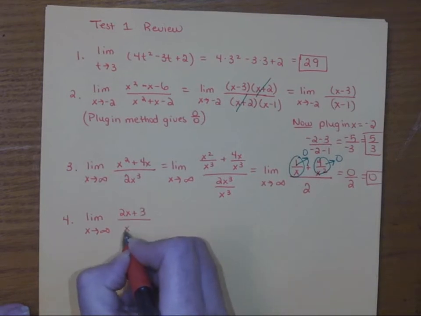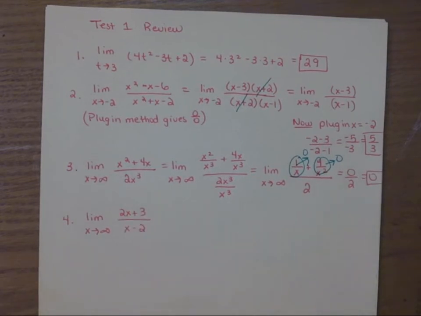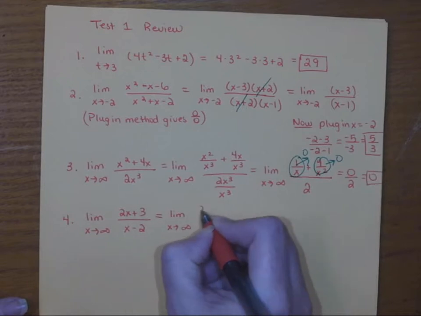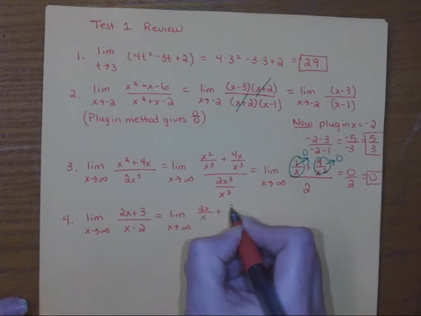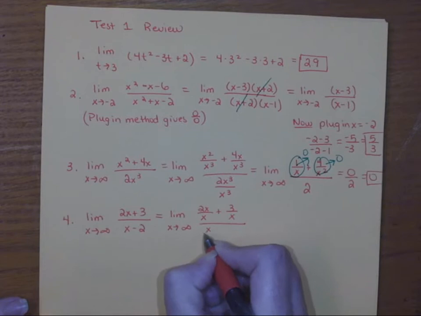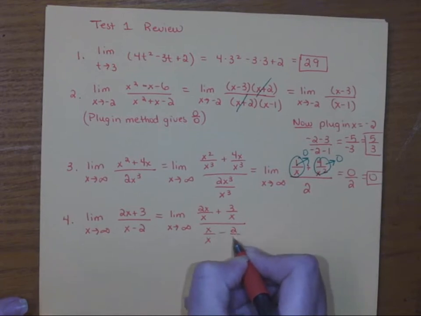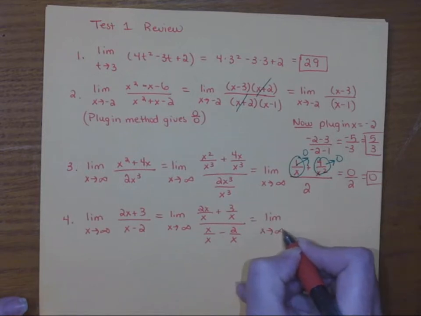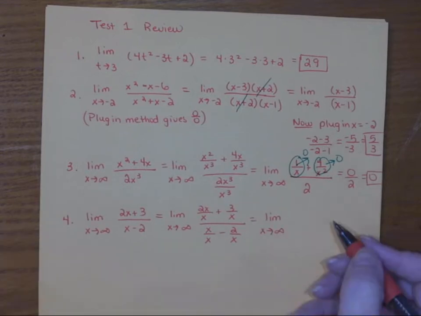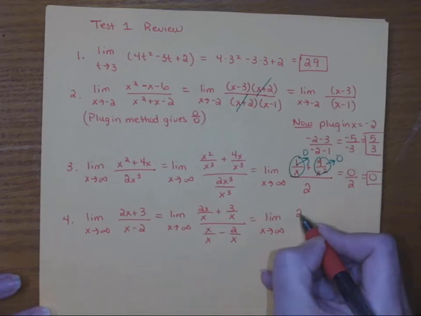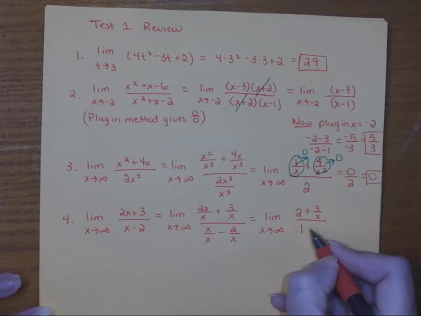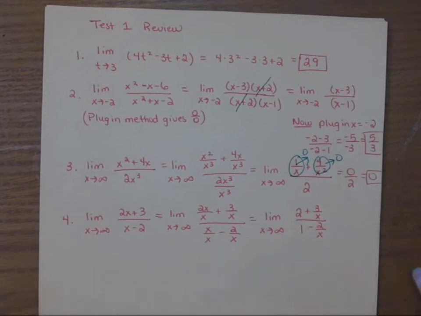Remember that if you get a problem where the limit is going to negative infinity instead of infinity, your process is exactly the same. You will still put everything over the highest power you have in the denominator. So we're going to get 2x over x plus 3 over x. On the bottom, we'll get x over itself minus 2 over x. Okay, remember what I said when we first learned this. One of the most important steps is the simplification step. So 2x over x is 2. 3 over x doesn't simplify. X over itself is 1. And 2 over x doesn't simplify.